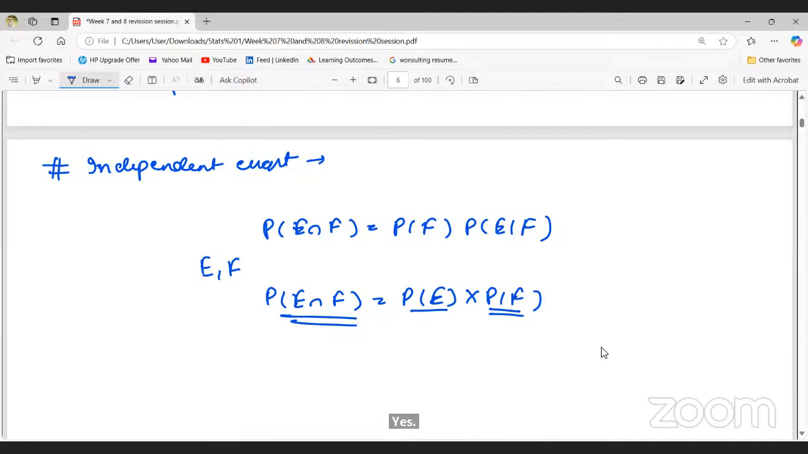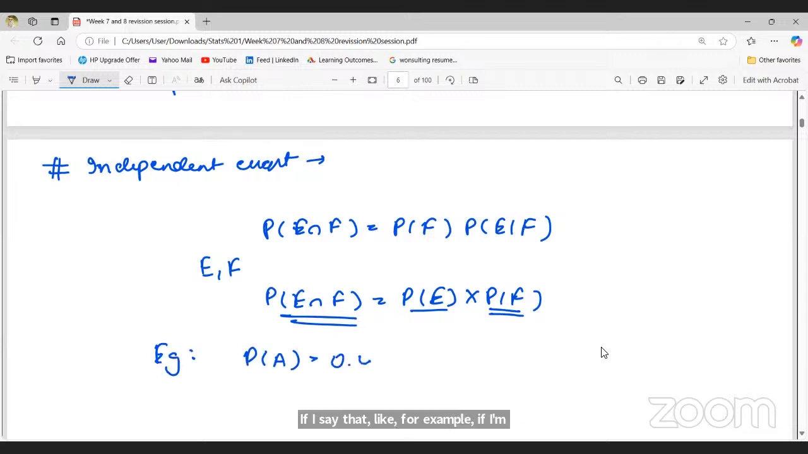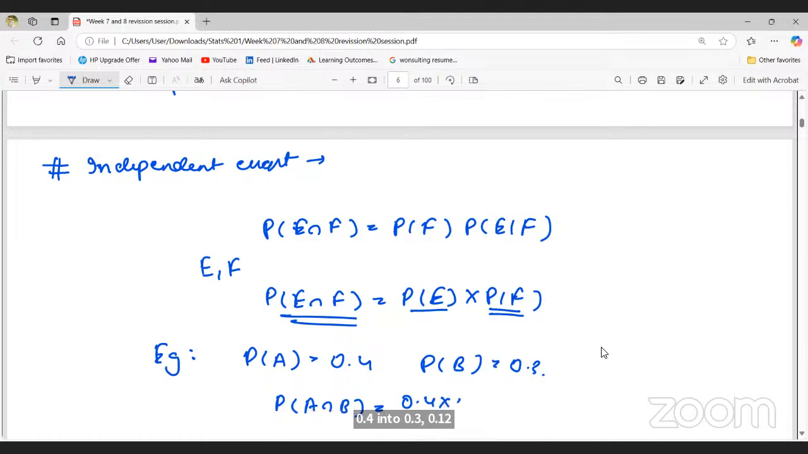For example, if the probability of A is 0.4 and the probability of B is 0.3, and A and B are independent, what is the probability of A intersection B? It would be 0.4 times 0.3, which is 0.12. They are independent, that's why it is equal to the probability of A times the probability of B.